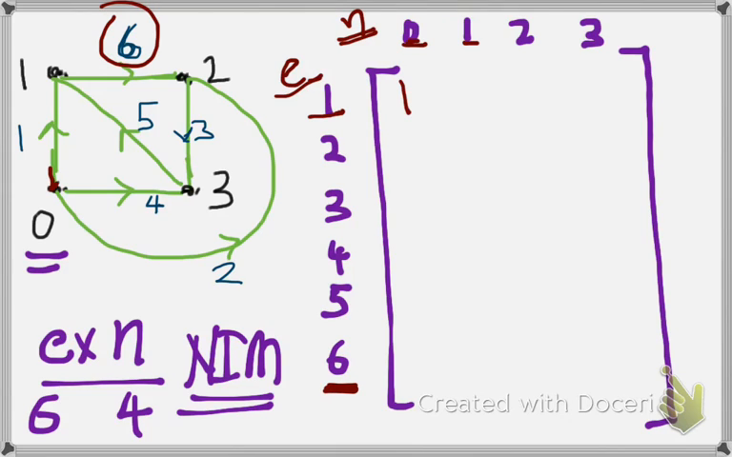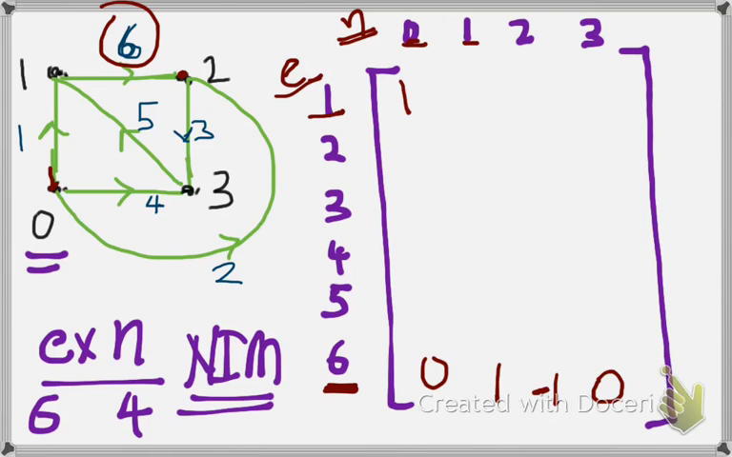I have the element 6 and I have the node 2. Node 2 and element 6. Yes, element 6 is touching node 2 and it is incident to node 2. So I write -1. Is the element 6 touching node 3 or attached to node 3? No, I write 0. Now element 6 is touching node 1, but it is pointing away from node 1, so I write a 1. Is element 6 touching node 0? No, 0. That's it. That is how you fill it all up.